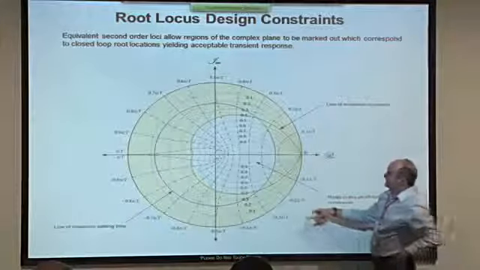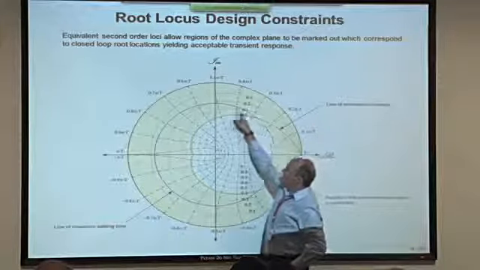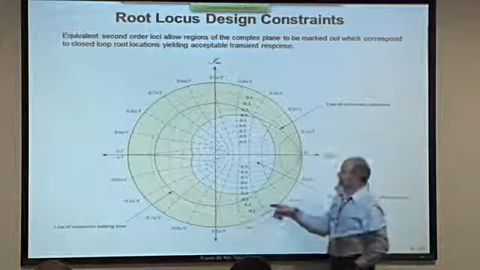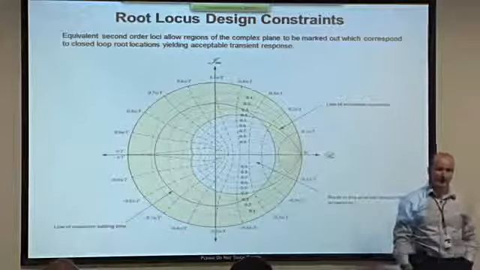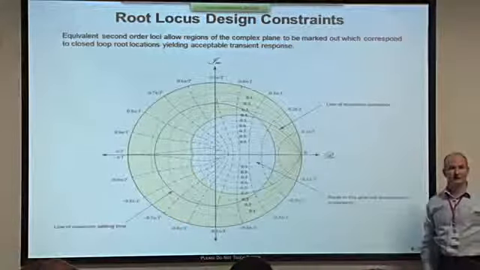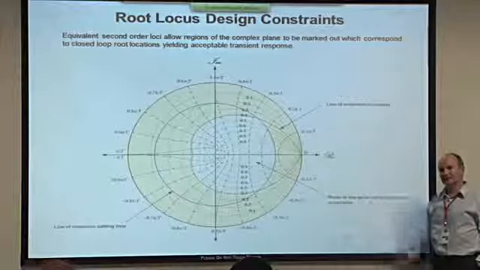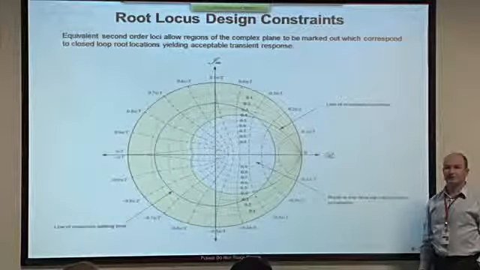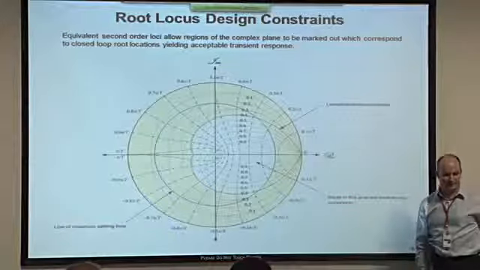Or we might want to constrain decay rate, which is a circle. And the intersection of those two areas corresponds to a region of acceptable response. So we can apply root locus to the z-plane just as we did for the s-plane, and we will be doing that in a short time.